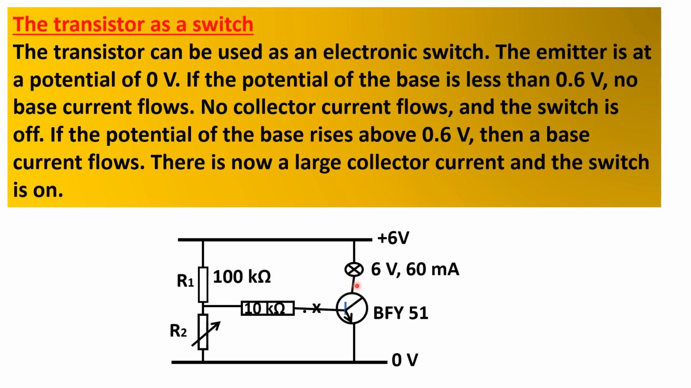That is what will enable this light bulb to glow. If the light bulb glows, it means that the transistor has acted as a switch. It switches on this light bulb. But earlier, when the resistance R2 is 0, the transistor also acts as a switch, but it switches off the bulb. So this is how the transistor acts as a switch.